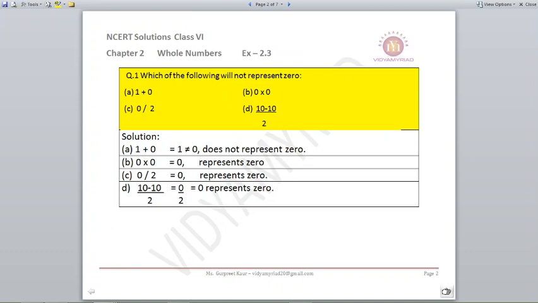If I do 1 plus 0, what will be my answer? 1 plus 0 is 1. Is it equal to 0? No. So I will simply write it does not represent 0. 0 multiplied by 0 is 0. So yes, it represents 0. 0 divided by 2 is again 0. And what is now 10 minus 10 upon 2? What is 10 minus 10? 0. 0 upon 2 is 0. So yes, it represents the answer 0.